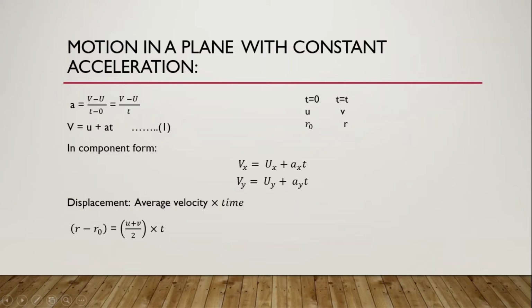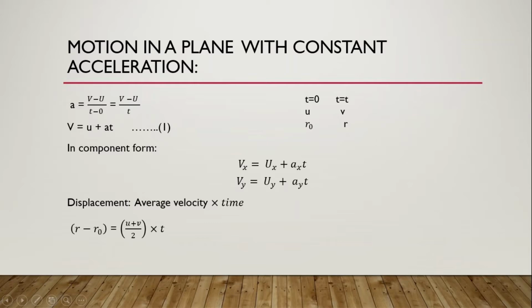So, first of all, what is acceleration? Acceleration is the change of velocity with respect to time, right? Suppose, as you can observe on the right side, the object moves from time t equal to 0 to a final time t equal to t. Then the initial velocity will be u and the final velocity will be v, and the displacement is initially r naught and finally r. By using this concept, let us discuss constant acceleration.